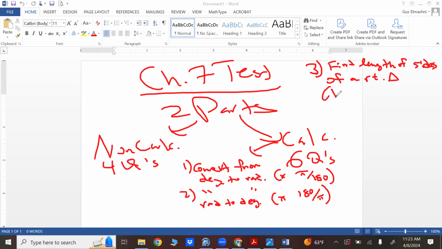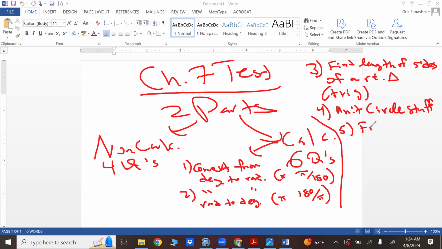And that's using trig. I'll show some examples of that. Number 4 will be unit circle stuff. I'll show you an example of that too. Number 5 will be finance, using this formula, which we'll give to you. That's compounding continuously.